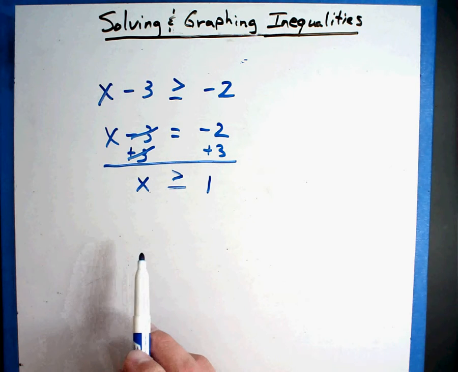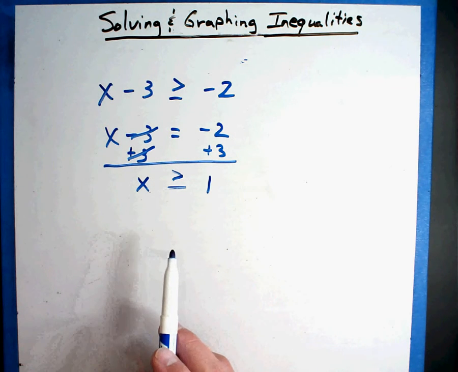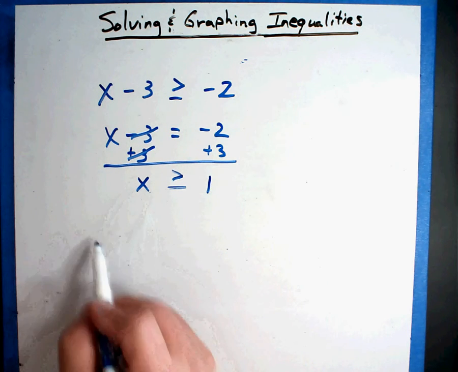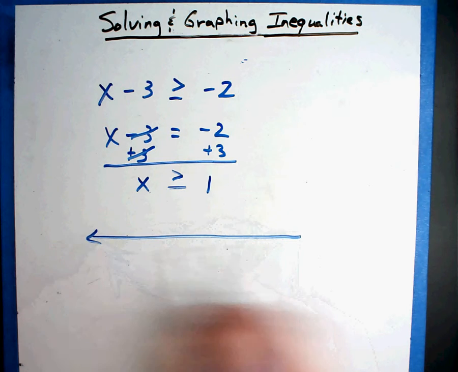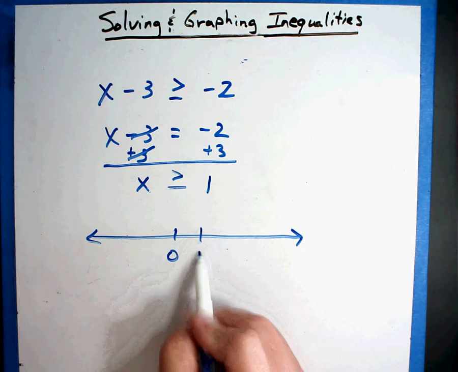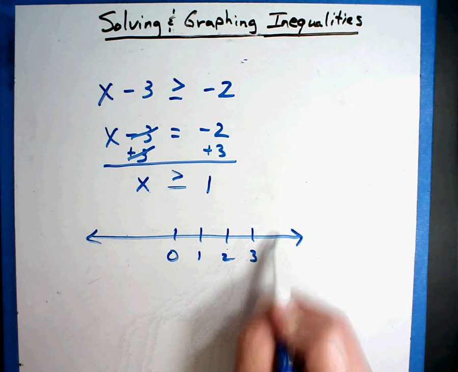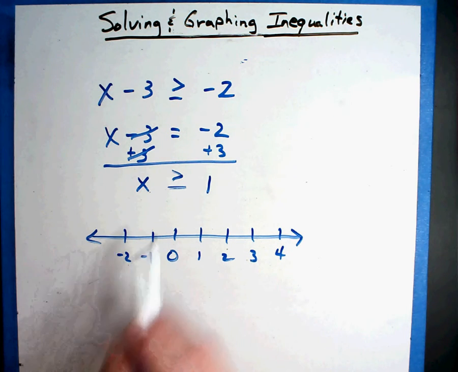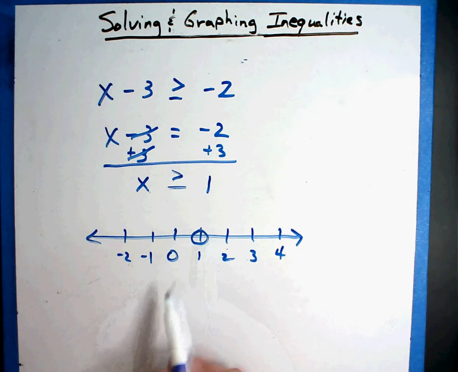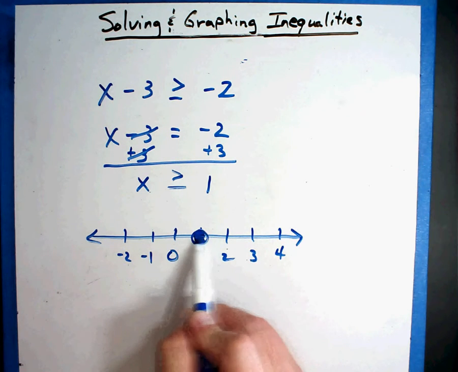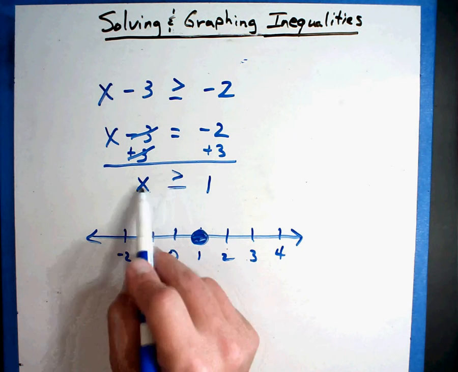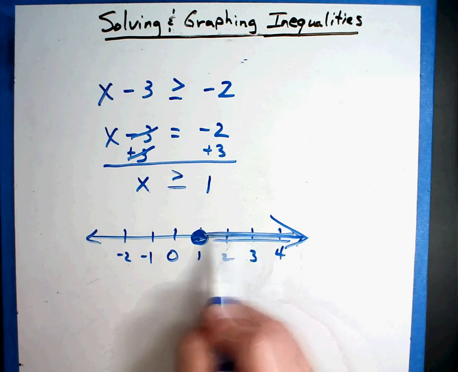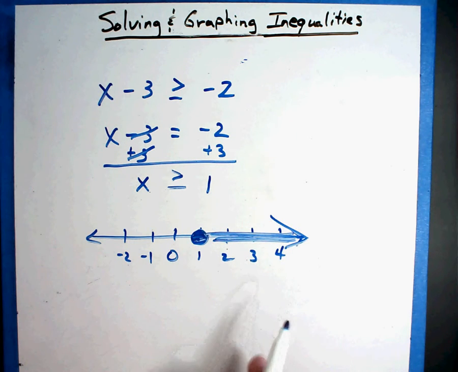Did I divide by a negative 1 or a negative anything? No. So it stays the direction it was. And I've got the answer. If I want to graph it, 0, 1, 2, 3, 4, -1, -2. Okay, and so I find 1, there it is, and it says equal, so I'm going to go ahead and fill that in, and everything's going to be greater than, x is greater than or equal to 1. So it's all this stuff, all that stuff that way. That's how you graph an inequality.